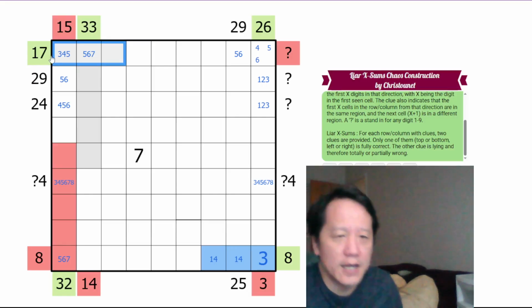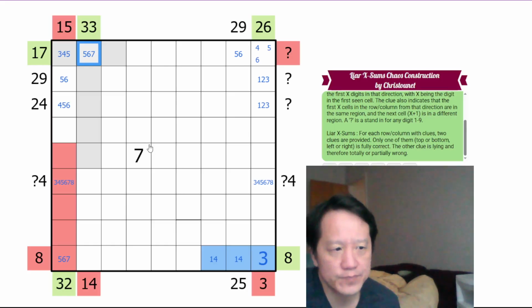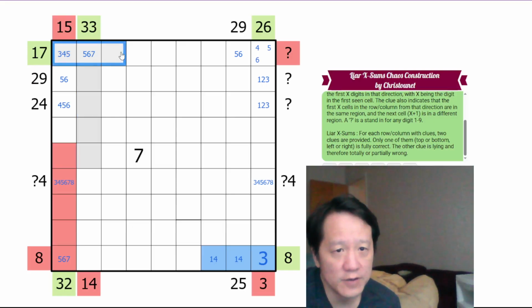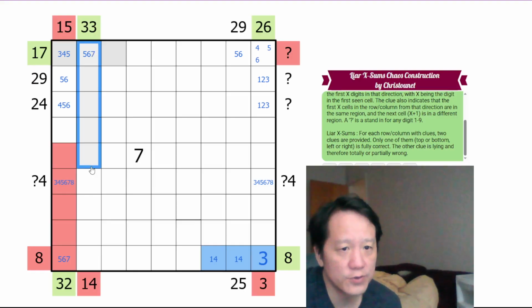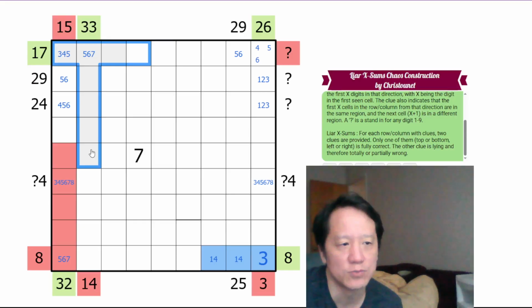Okay. Can this work? I think the answer still is no. Obviously, 5 doesn't work. Because then you have 17 here, 33 here, that's 50, minus 5, so they must add up to 45, but since this is 5, this would be 4 in length at most, which means that's 8 cells in the region, which is never going to add up to 45.